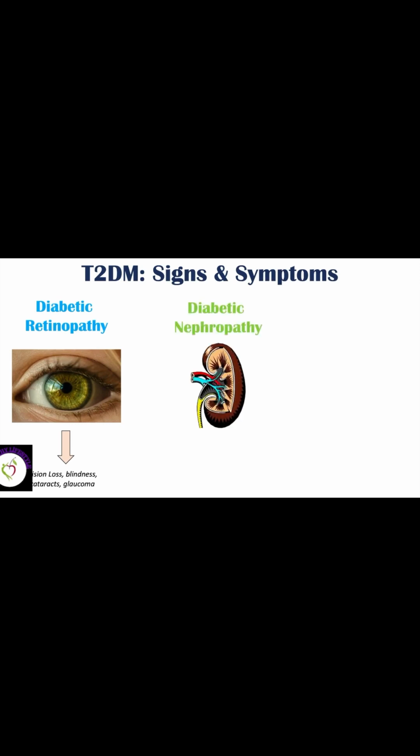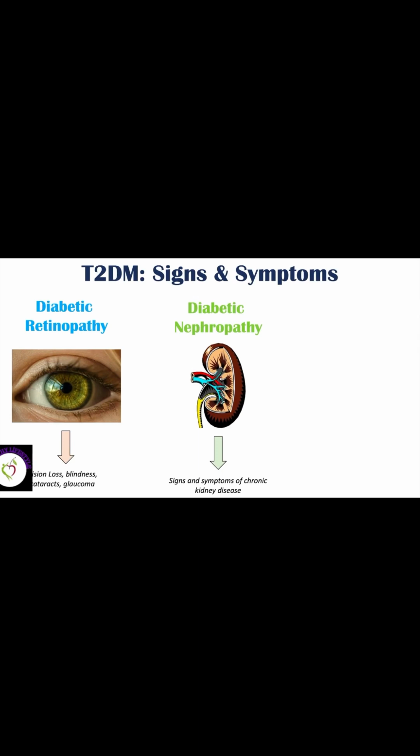Another important condition that can occur with poorly controlled diabetes for long periods of time is diabetic nephropathy. So diabetic nephropathy is kidney disease caused by diabetes. So the small vasculature in the kidneys can be damaged and affected by diabetes and high levels of glucose. And this can ultimately lead to kidney damage and chronic kidney disease in patients.